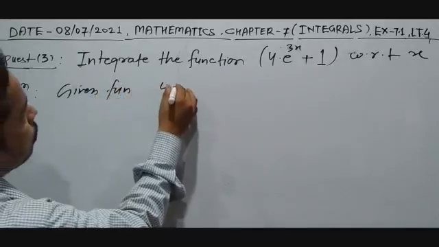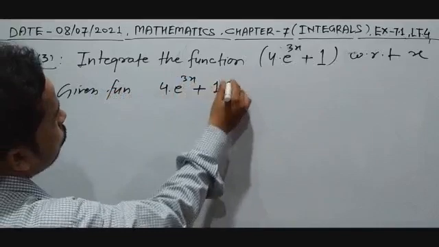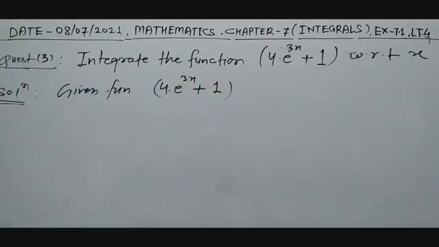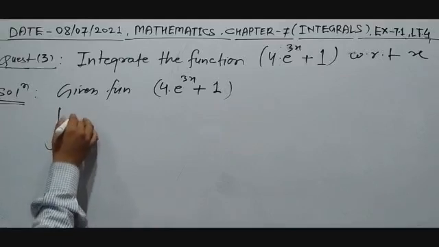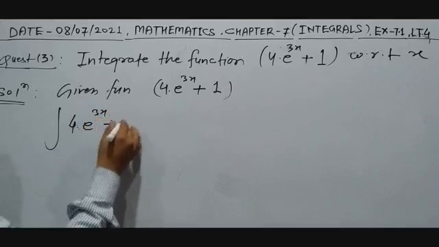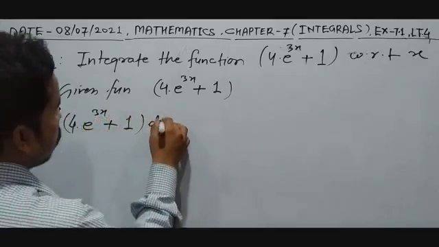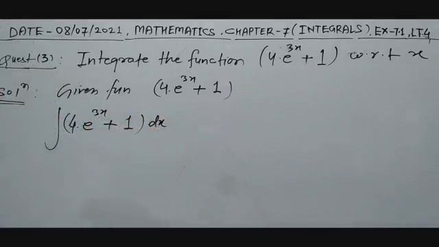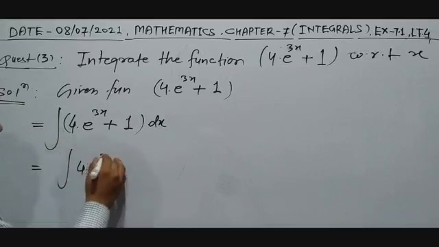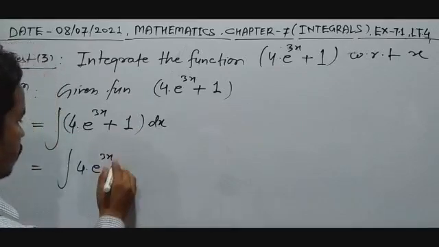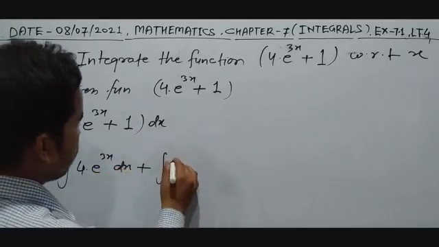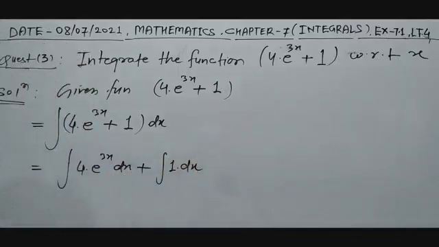Given the function 4 times e to the power 3x plus 1, we have to integrate with respect to x. So the question is the integration of 4 times e to the power 3x plus 1 dx. Now 4 times the integration of e to the power 3x dx will be separate, plus the integration of 1 dx, and the constant term will be outside the integration.